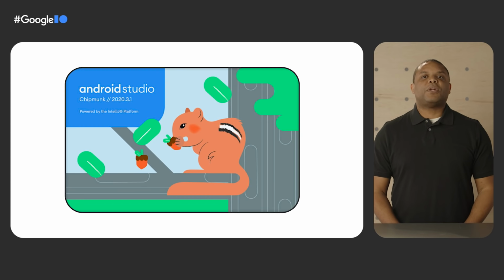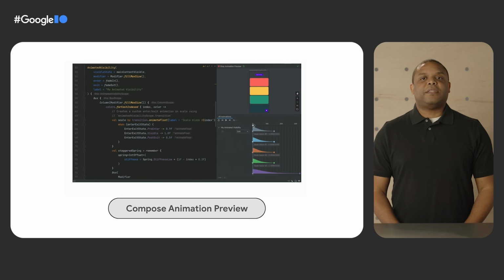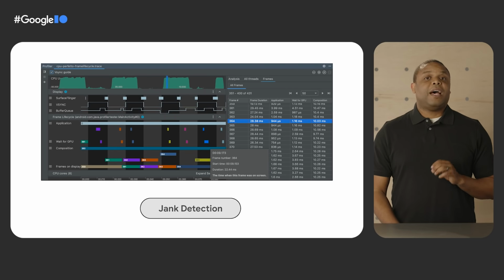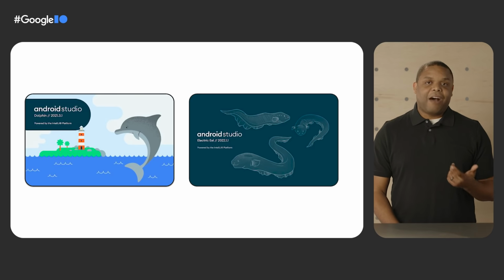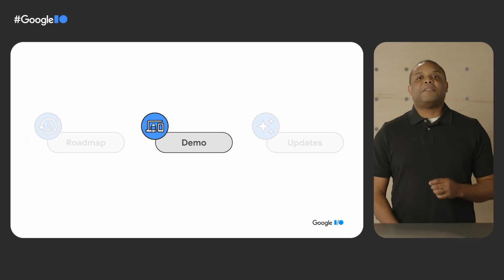Up next is the Android Studio Chipmunk release that just landed into the stable release channel. For this release, we created a new way to preview Compose animations. Additionally, we added jank detection to the Android Studio profilers. Overall, Chipmunk was a smaller release because we took a step back on features and spent even more time on quality and focus on polish and stability. Now, alphabetically, this brings you up to speed on our latest releases, Android Studio Dolphin Beta and Electric Eel. Instead of talking about these features, I'll have Tor walk us through a demo.